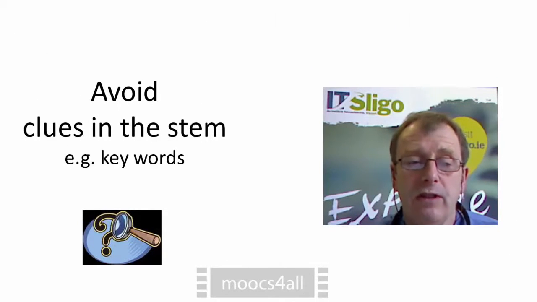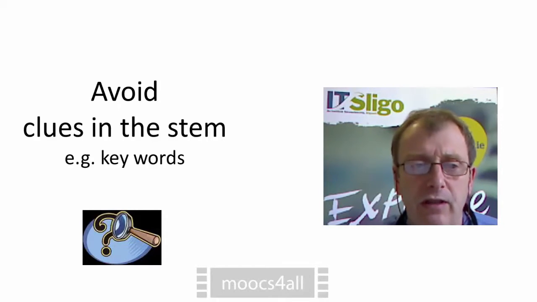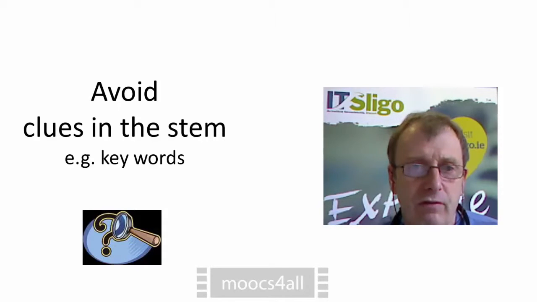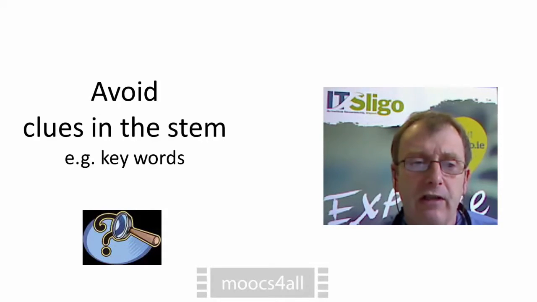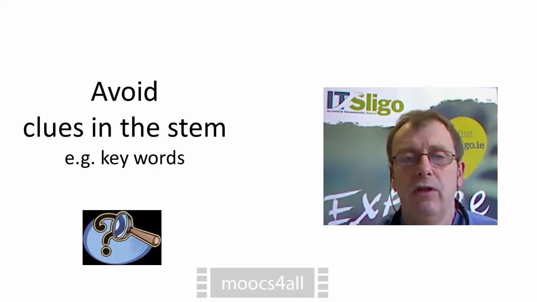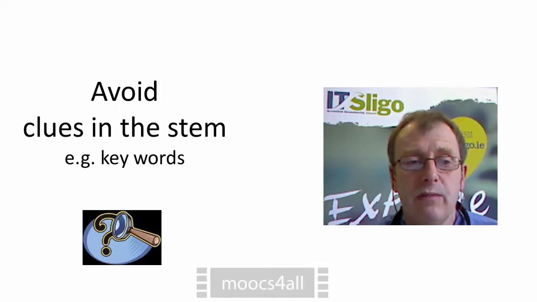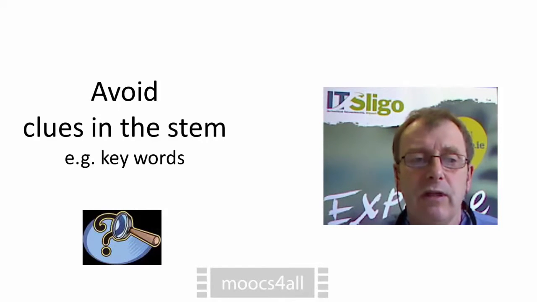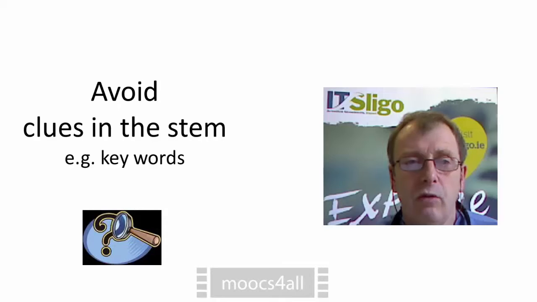And avoid clues in the stem. Often you have a question and there's a word in the stem, and then the word also appears in the correct answer, or another version of the word appears in the answer. That is a clue to the students that this might be the correct answer. So make sure that you don't have any clues in the stem that would lead them to select the correct answer.